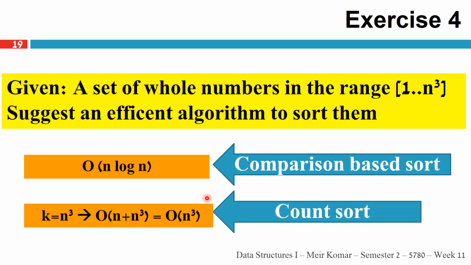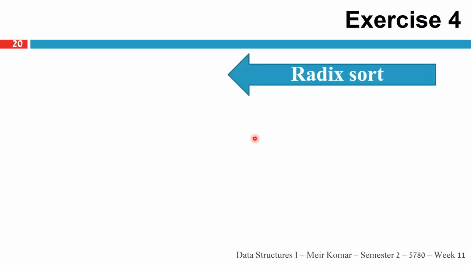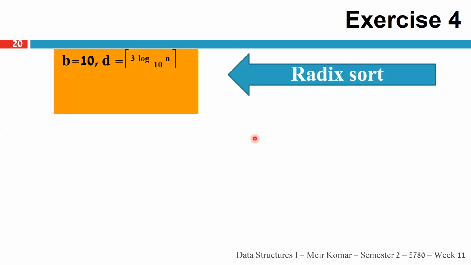Okay, let's take a look at radix sort, the next one. How much is that going to cost me? Let's take a look. My base is 10. How many digits do I have in a number that goes up to n cubed? I have 3 times log n to the base 10.